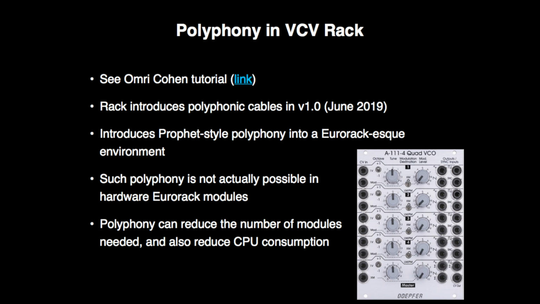of modules needed. So if you wanted to set up a 4-voice polyphonic oscillator before polyphonic cables, you would have to have 4 VCOs, 4 VCFs, 4 VCAs, etc. But now you could do that with 1/4 of the number of modules. And in so doing, it doesn't just free up your rack space, but it also frees up your computer's memory. It leads to less CPU consumption.